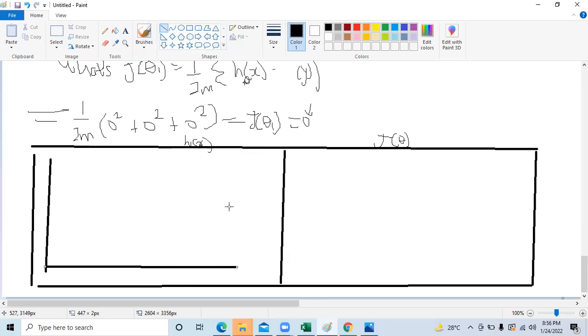This is our cost function. Sorry, this is our hypothesis. Here's our cost function. So here we have h of x.